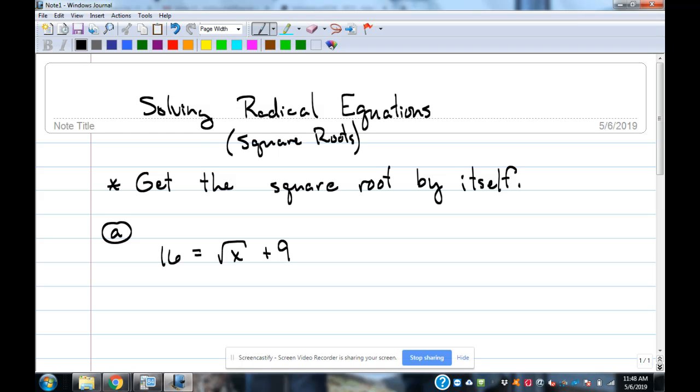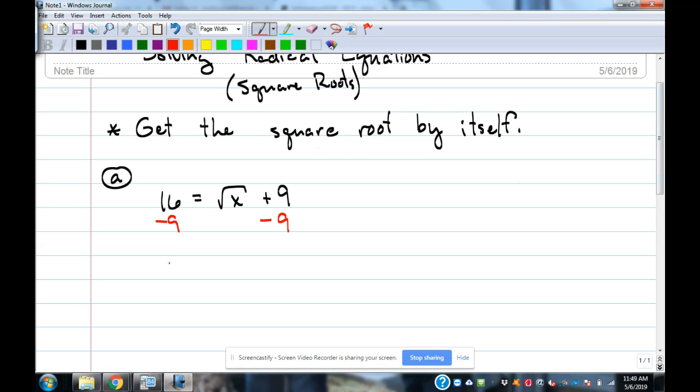So on this one, the square root's not by itself, right? It's got that plus 9 hanging on the end there. So we've got to get rid of that. How do we get rid of a plus 9? Minus 9, right? Easy stuff. Well, if I subtract 9 from 16, what does that give me? 7. Now, what is the opposite of taking a square root?